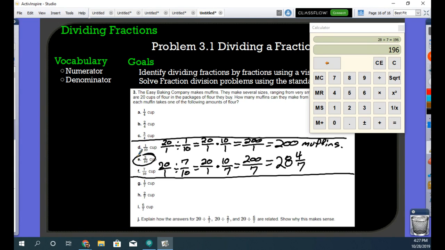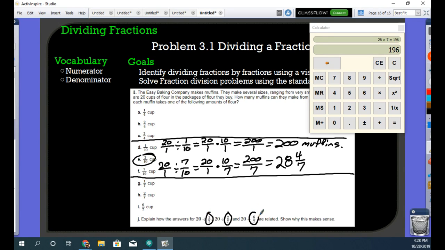If I divide by something like 1/7, I'm going to get an answer, and that answer will be twice as big as the same answer that I would get if I doubled my divisor. So if I divide by 1/10, I'm going to get 200 muffins. But if I double the size of my divisor, I'm going to cut in half my answer. So if I double my divisor from 1/7 to 2/7, my answer is going to be half as big.